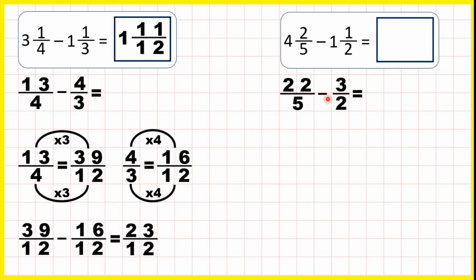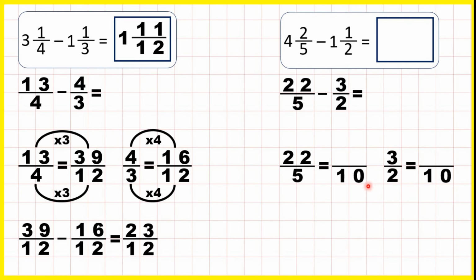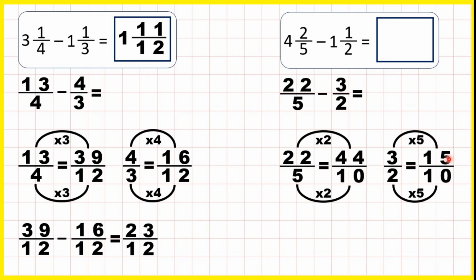Now we're subtracting, but when we subtract fractions, we need the denominators to be the same. Our denominators are 5 and 2, and 10 is in both the 5 and the 2 times table. So we can find equivalent fractions with a denominator of 10. 5 times 2 is 10, 22 times 2 is 44. 2 times 5 is 10, 3 times 5 is 15.